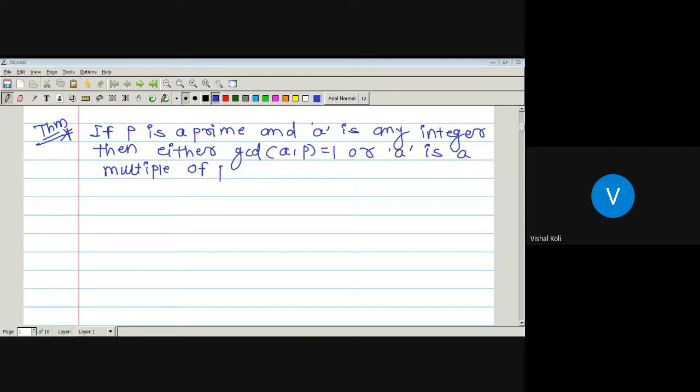Actually, there is no need to prove this one. Since whenever P is a prime number, then any element A is either relatively prime to P or it is a multiple of P.